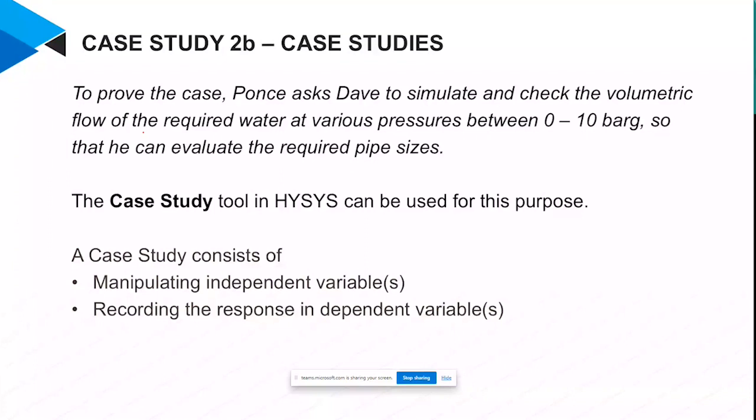So if I want to know a physical property at many different conditions, the easiest way to do this is by using the case study tool, which I'm going to show you how to do. So a case study consists of manipulating an independent variable, then recording the response in a dependent variable.